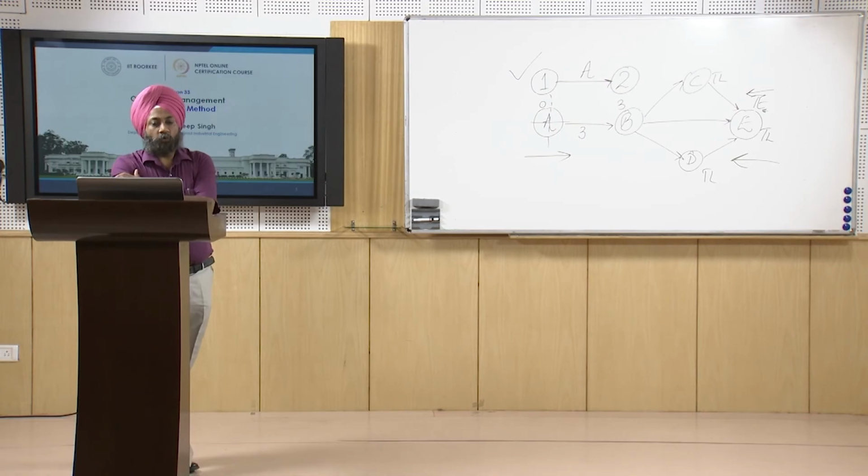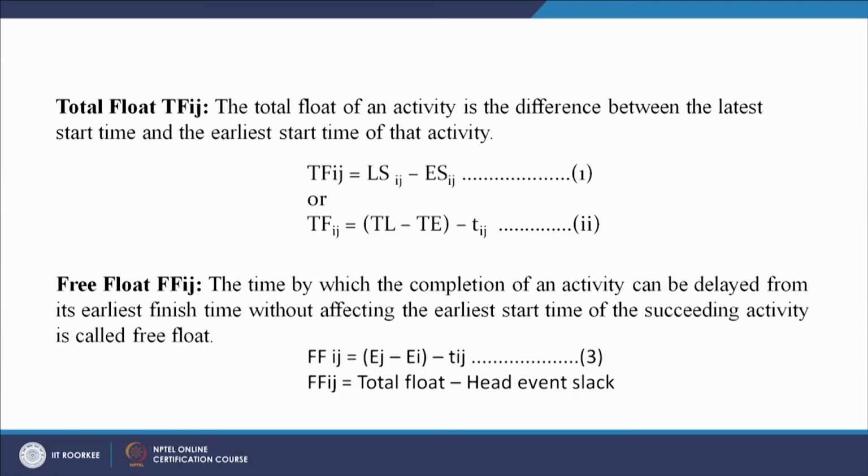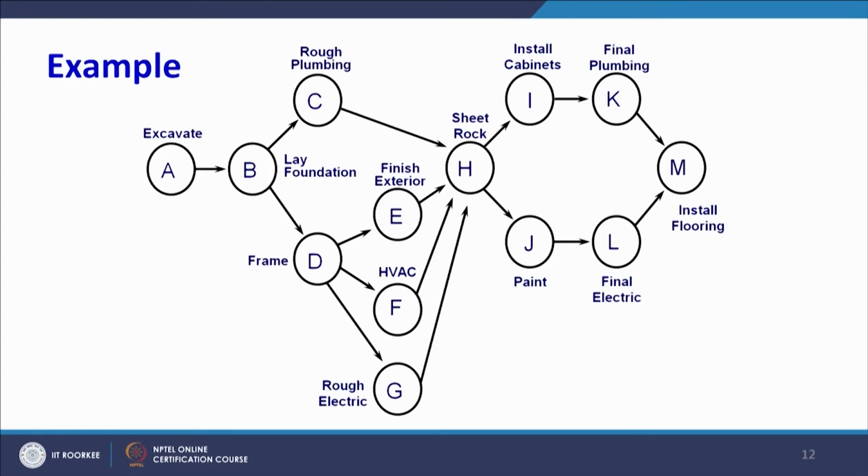Now the total float can be calculated. The formula is given on the screen: latest start minus early start, or TL minus TE minus the time duration for that activity. Both ways we can calculate the value, and we will try to calculate it with the help of an example also. And free float can also be calculated. Let us take an example, maybe that will be more beneficial.